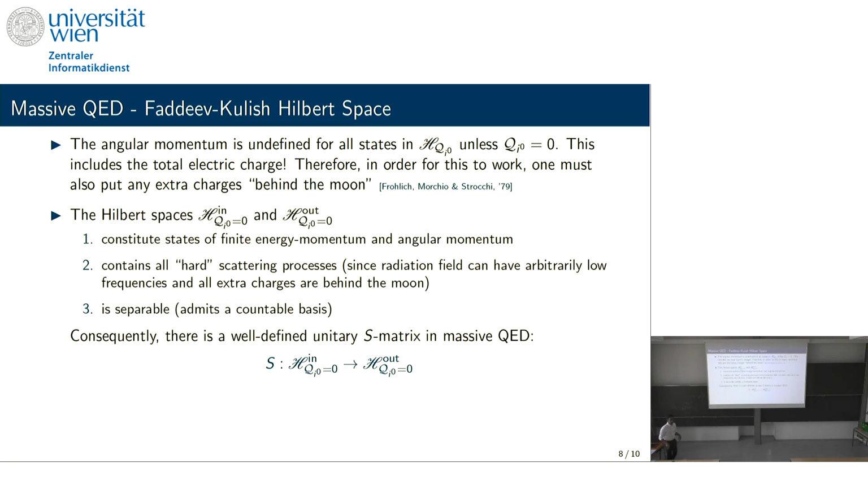And if you take all of these huge grains of salt, then the Hilbert space of charge equals 0 has all of the properties that you might want in a scattering theory. It constitutes states of all finite energy and well-defined angular momentum. It contains all hard scattering processes because all the radiation that I have to dress with can be tuned to arbitrarily low frequencies, and I can put all these charges behind the moon. And it's a separable Hilbert space. And we don't want to work with anything besides that. Okay, so, yes, go ahead.